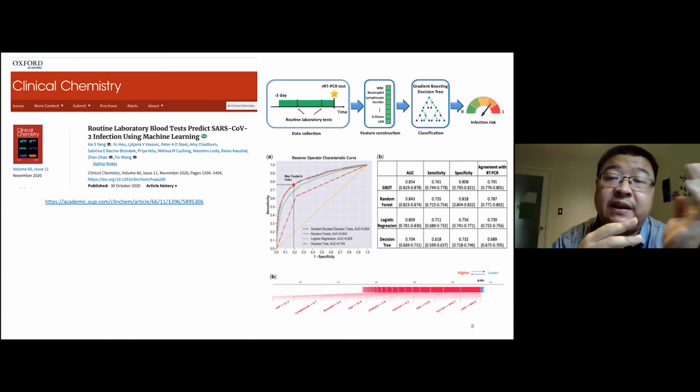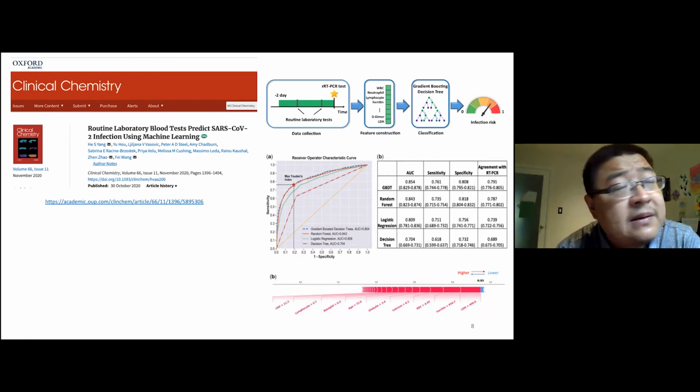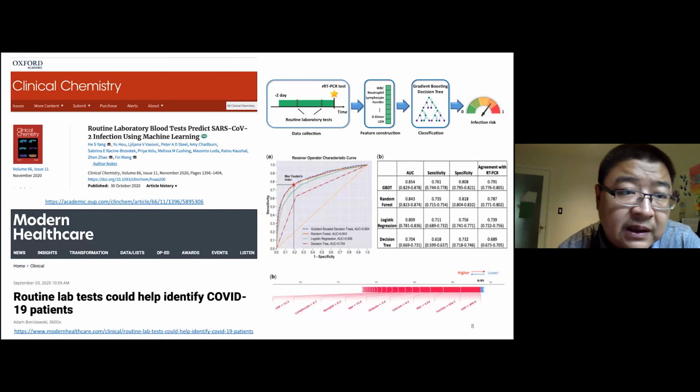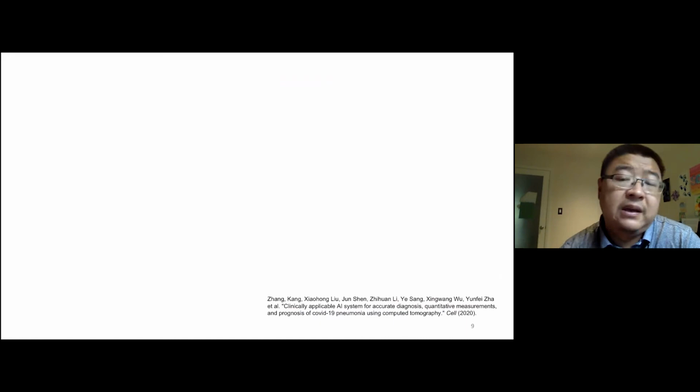And this model has a high potential to be helpful for clinical decision support, especially for confirming COVID-19 testing. It was reported by lots of media, like Modern Healthcare, as an example. And this is just an example on electronic health records.